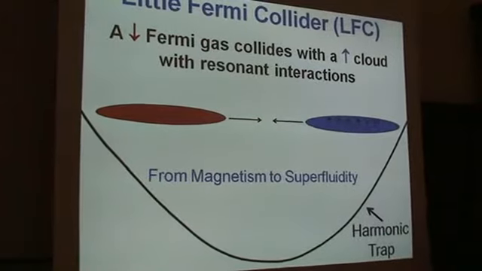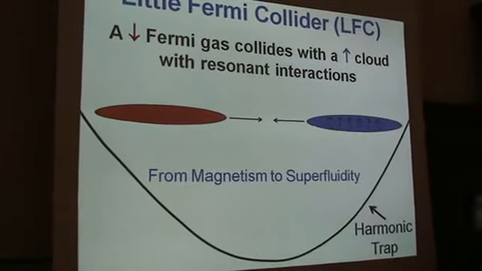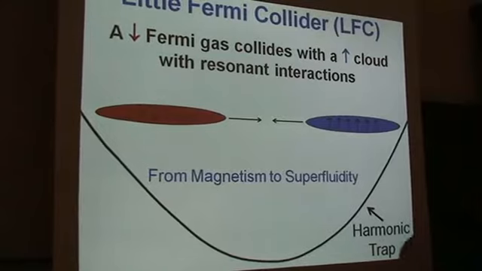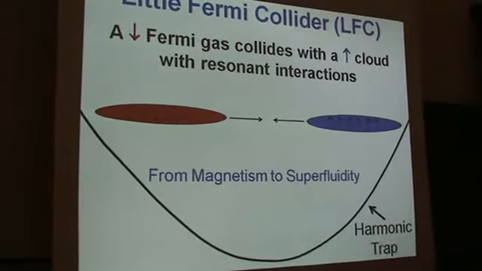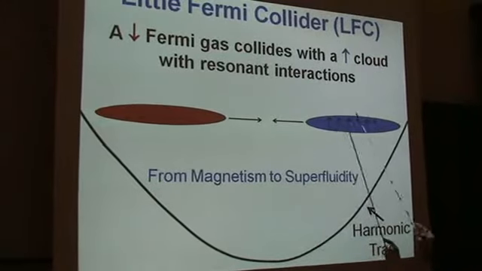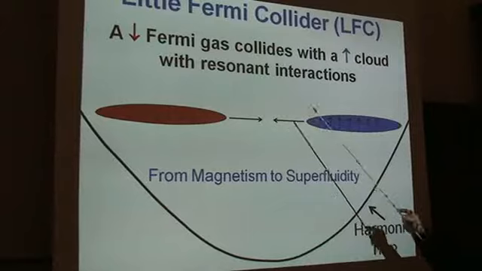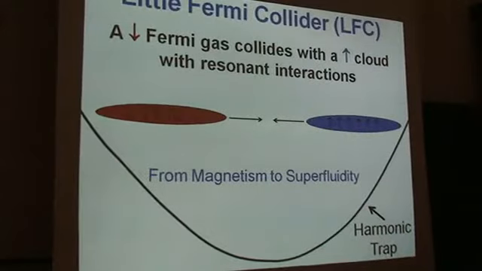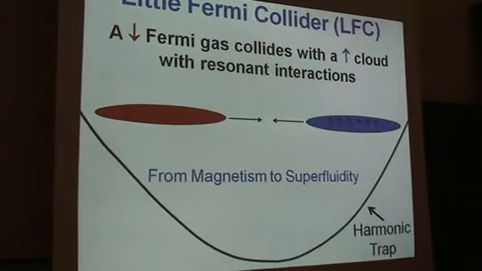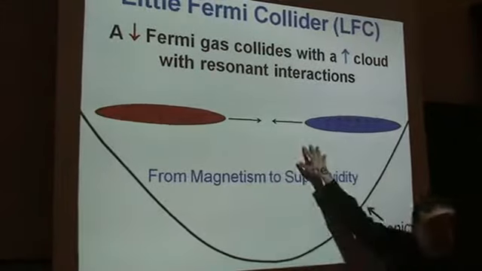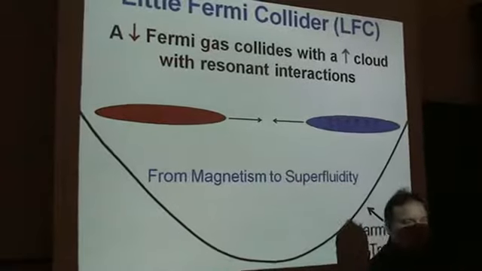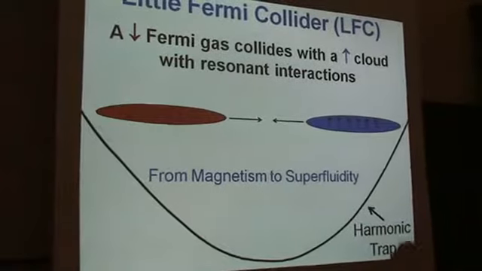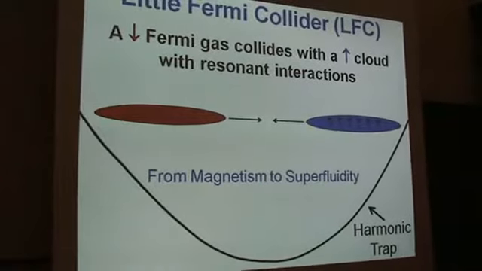These guys now move towards each other and might actually pair up again. And then you have superfluid only when they are united. That's why it says from magnetism, which is this state, to superfluidity, which is when they're overlapped.